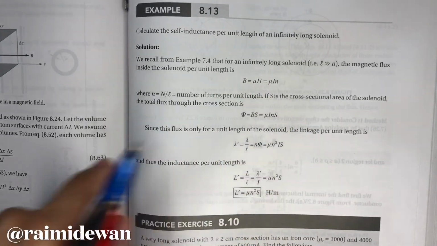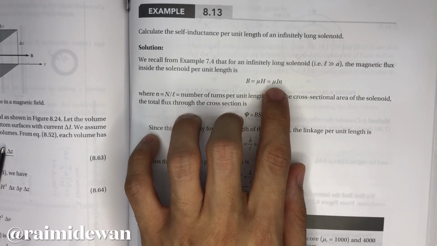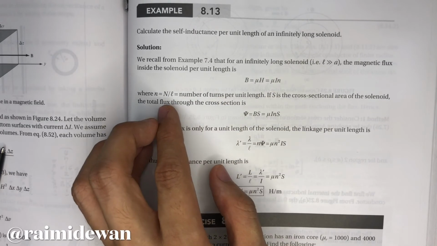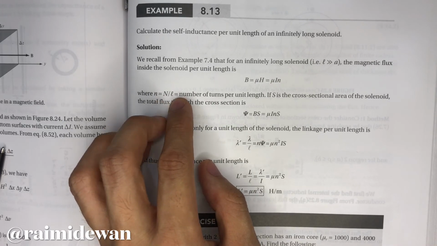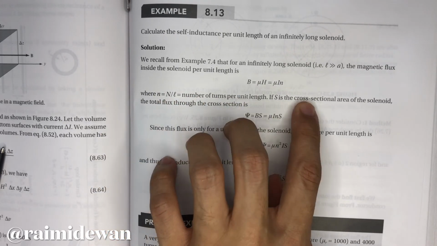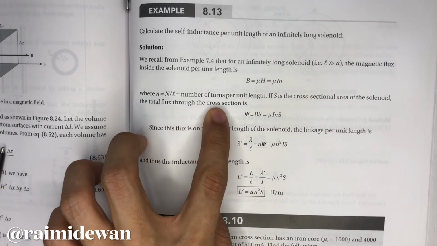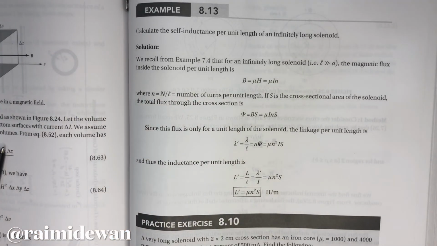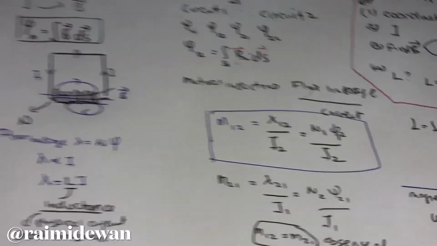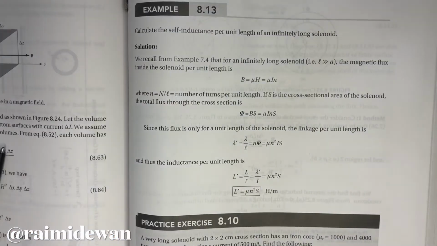Because I is your current, and n is the number of turns per unit length, n is equal to N over L. If S is the cross-section area of the solenoid, the total flux through the cross-section is flux equals BS. The equation just now, we get from this B dS, flux B dS.